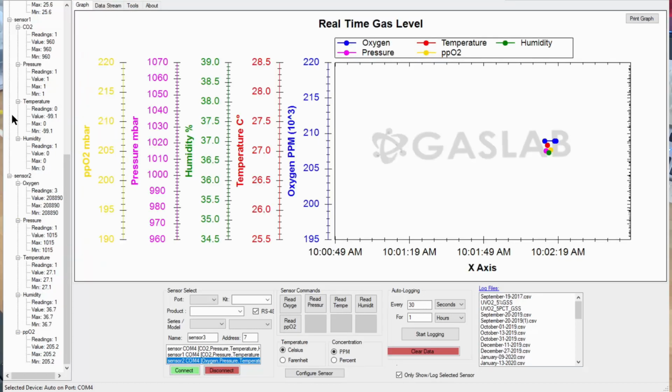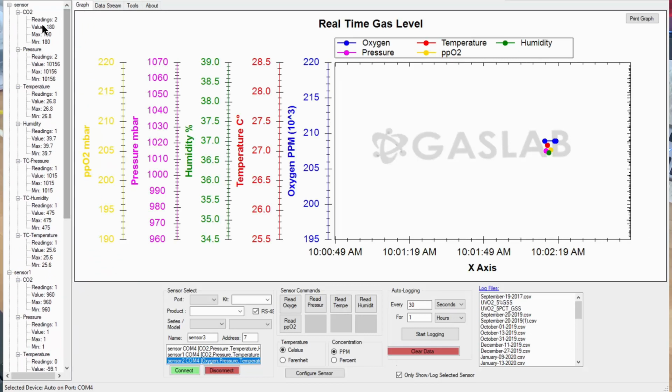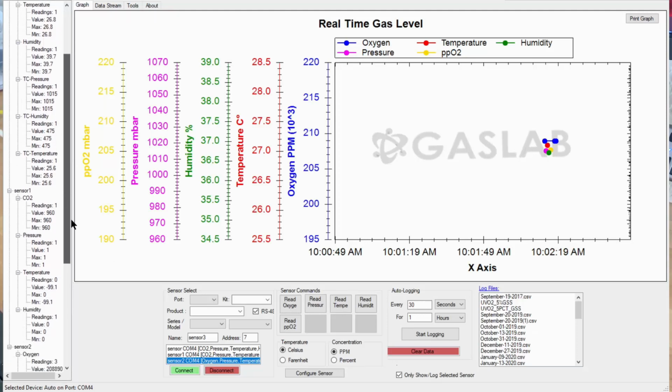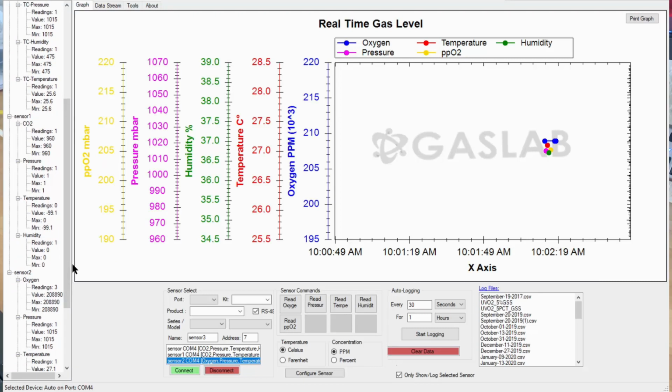You'll notice on the side here, there is a bar, and it keeps track of the readings that you've made on each sensor, what the value was, highs and lows and all that kind of thing, so that you can get a running operation on the sensors that are now connected in a group.